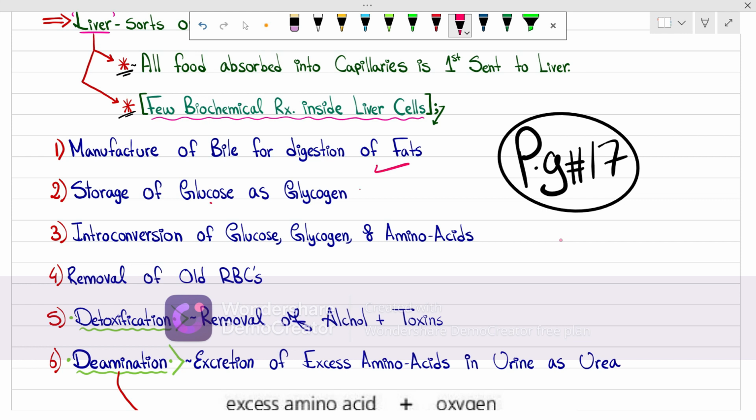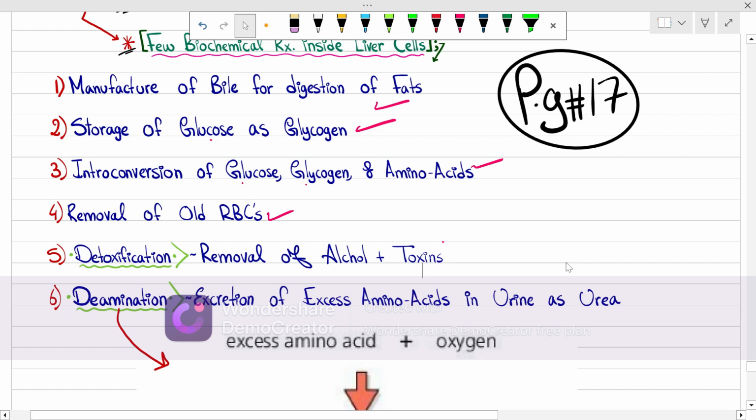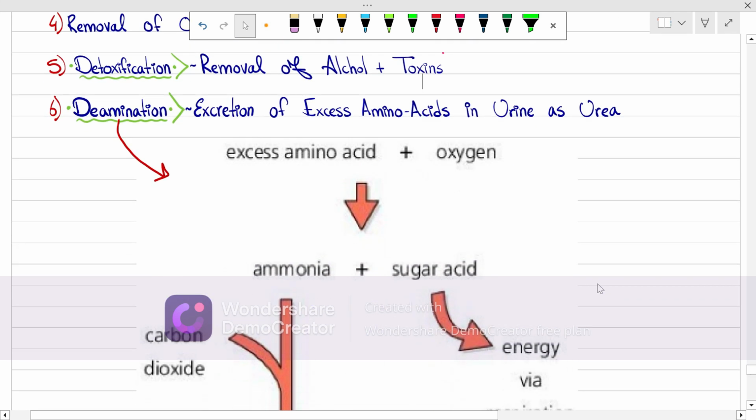They store glucose as glycogen. They interconvert glucose, glycogen, and amino acids. They remove old red blood cells. Detoxification, removal of alcohol plus toxins, and deamination. Deamination is the excretion of excess amino acids in the urine as urea.